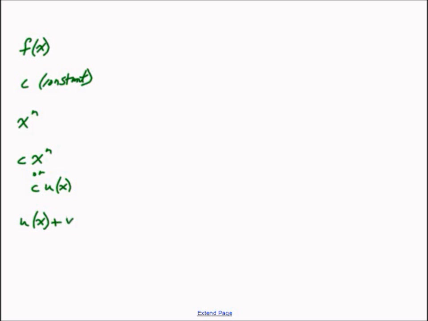So let's write some rules out, some actual rules in general terms. If we have f of x, we're going to look at c, which is a constant. We're going to look at x to the power of n. We will look at c multiplied by x to the power of n. Or in other words, another way of writing that would be c multiplied by another function. We'll call that function u of x. And we'll look at two functions, u of x plus v of x, two functions added together.